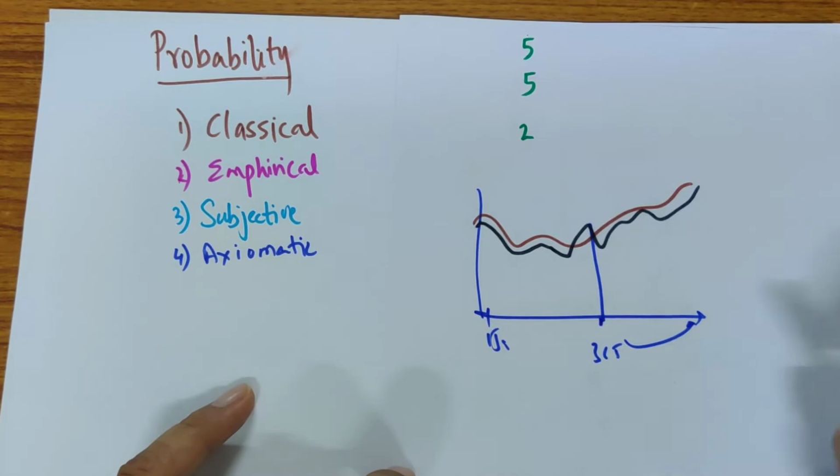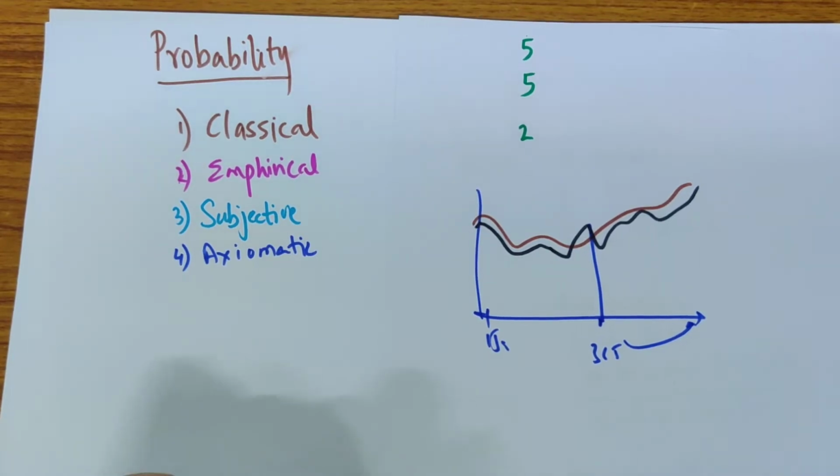Subjective is that I just feel like it. So I feel it's going to rain tomorrow. Now this may not be the same feeling other people have, so it is based on the subject, based on the person. So that's subjective.